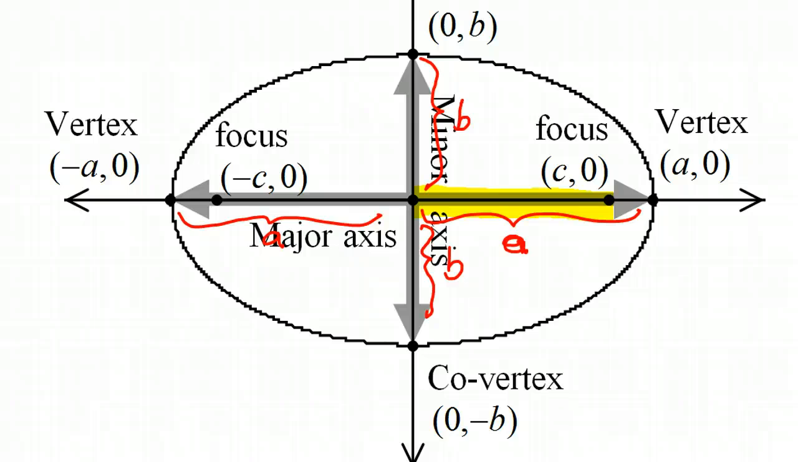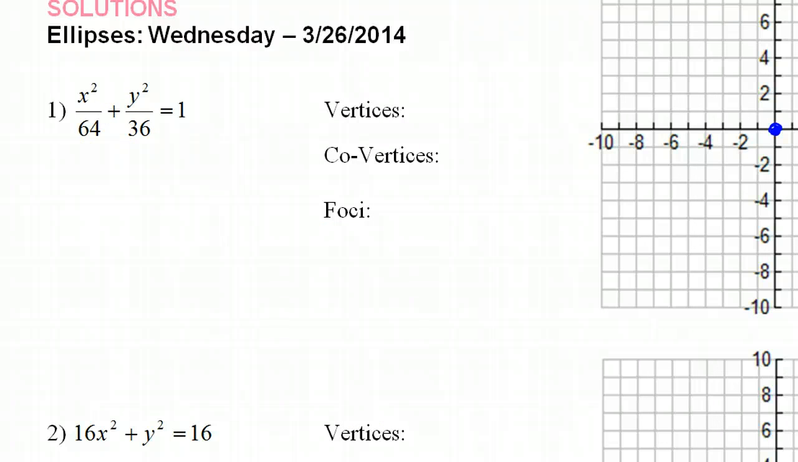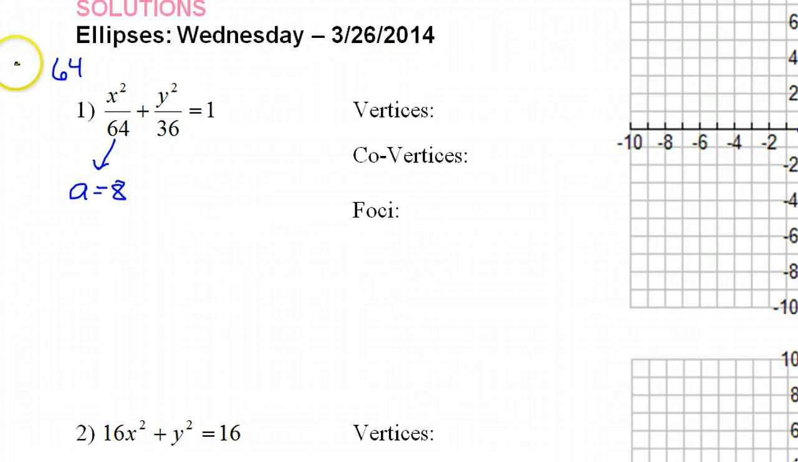So when we do these problems, you look at the equation and you get your A, B, and C. So the 64 gives us an A value of 8. The idea being that 64 is our A squared, so that means A must be 8. Looking at the 36, B must be 6, because this is 6 squared. So we have our A and our B.